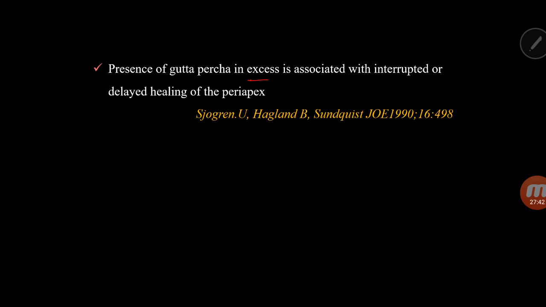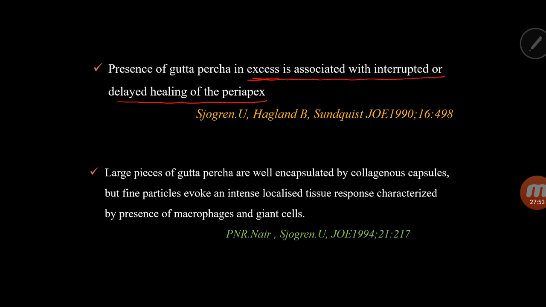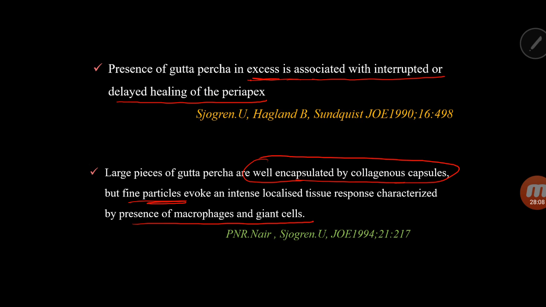Presence of gutta percha in excess is associated with interrupted and delayed healing of the periapex. So care should be taken not to extrude it out. If larger pieces of gutta percha are extruded into the periapical region, they will be well encapsulated by a collagenous capsule, and if fine particles are extruded out, then they will be eaten away by the macrophages and giant cells.